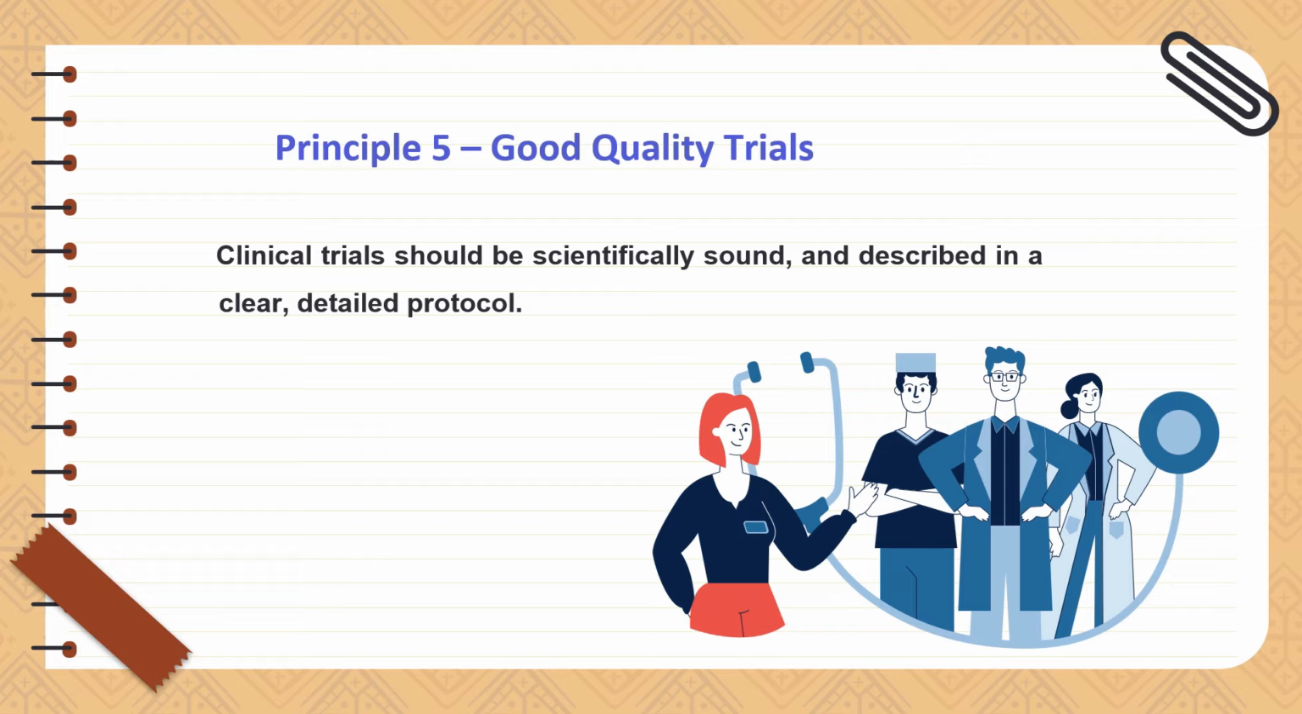The fifth principle states about good quality of the trial. So, clinical trial should be scientifically sound and described in a clear and detailed protocol. Whenever you conduct a clinical trial, it should have a strong scientific foundation, and every aspect of your experimentation should be described in a clear and detailed protocol. Okay, how the trial is going to be conducted, what kind of methods are being used, what kind of data is going to be used, and what is the concentration of the medication. So everything must be clearly described in the protocol. That is where we ensure in ICH GCP that this is a good quality trial.